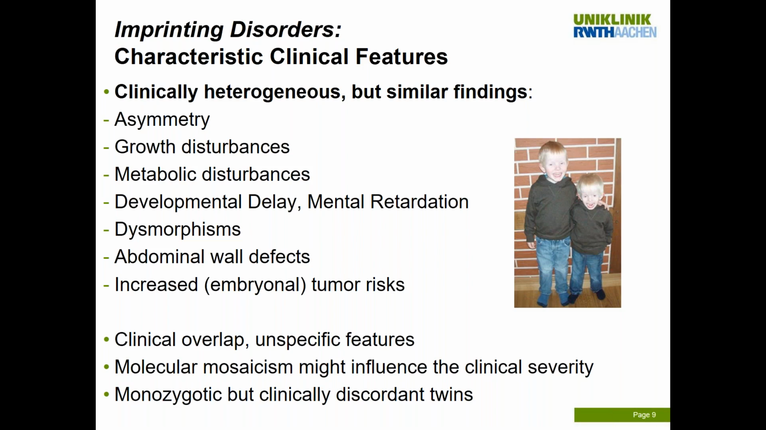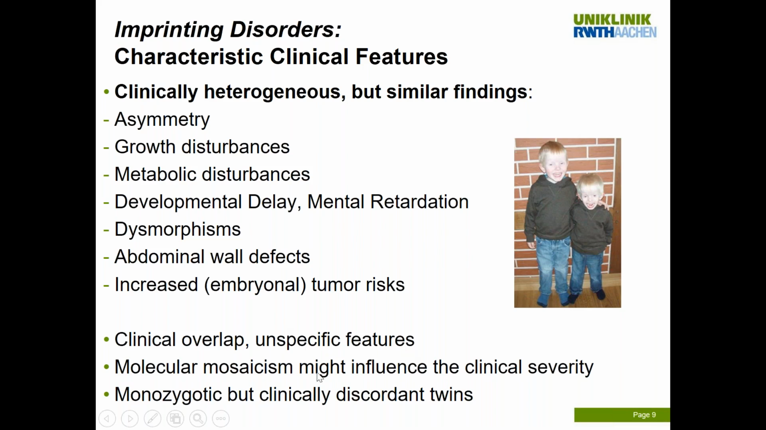However, these are only examples of clinical findings we might have, but each imprinting disorder is characterized by a specific combination of all these features. And therefore, we can observe a clinical overlap between the disorders and the patients with these disorders. And sometimes it's very difficult to diagnose patients with imprinting disorders due to the clinical overlap and the unspecific features they share.